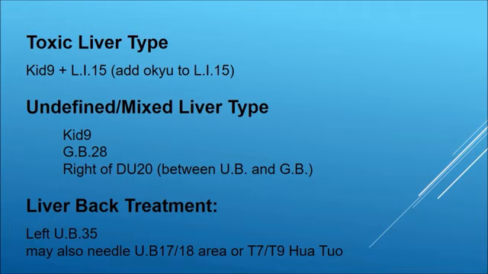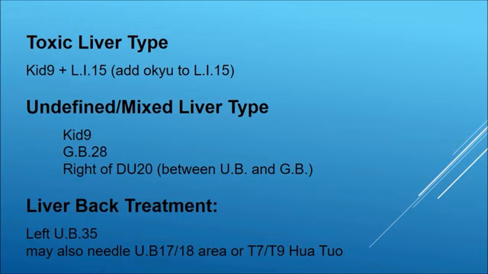For all liver types, on the back, use left UB35 to release right side UB17-18 area. UB35 is named Hui Yang, meeting of Yang, and the left side represents the rectal vein. T7 DO9 is called Che Yang, reaching Yang. The 2 points have a clear affinity. Meet the Yang to reach the Yang.